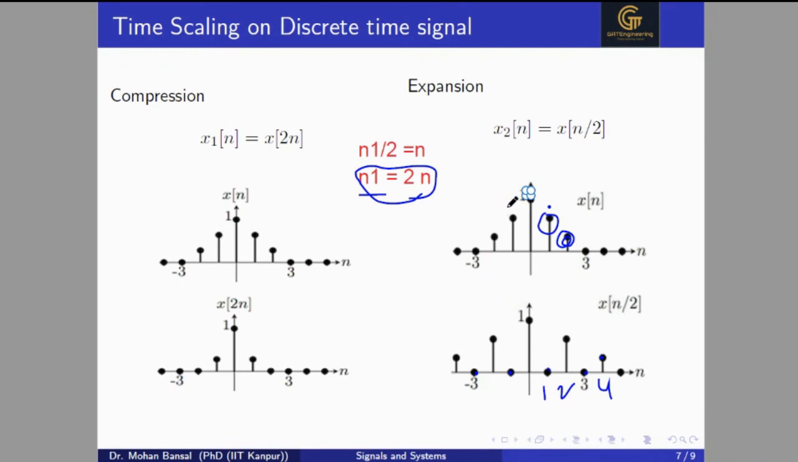Similarly on the negative side, what is at n equal to minus 1 you will get at minus 2, and what is at n equal to minus 2 you will get at n equal to minus 4. So this is the concept of compression and expansion in a discrete time signal. Its pattern is a little bit different in this case, but in a continuous time signal you always expand the signal.